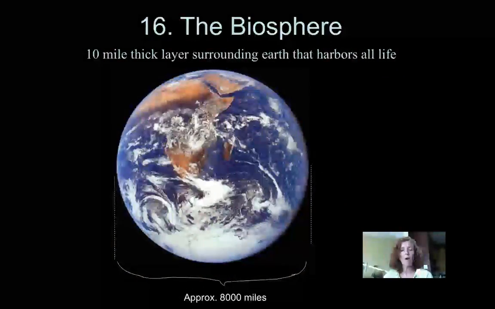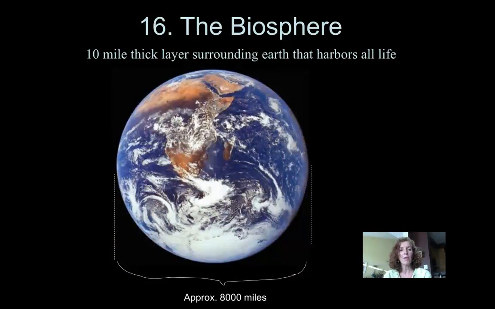All right, so we're starting off with the biosphere, which is the 10-mile thick layer surrounding the Earth that harbors all life. 10 miles might seem very thick, but it's actually quite thin when you put it in perspective with the 8,000-mile diameter of the Earth. It would be like a thin sheet of paper that harbors all life, and this is the only place in the universe that we even know has life for a fact.